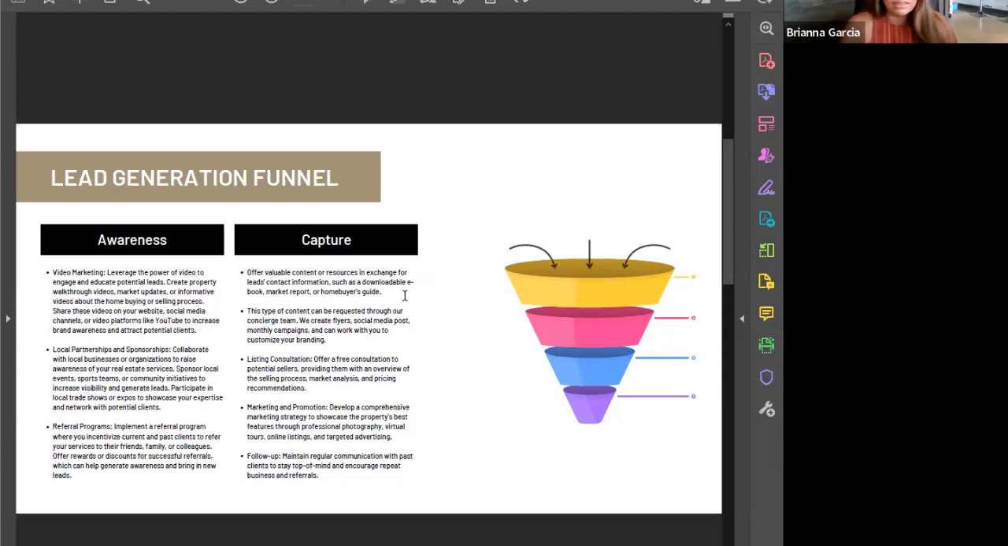That type of content can be requested through our concierge team. So we create flyers, social media posts, monthly campaigns, and we can work with you to also customize your branding and help you with your business. We can do sit downs with you on social media. So that's something to keep in mind, and you can find that information in the agent resource guide.